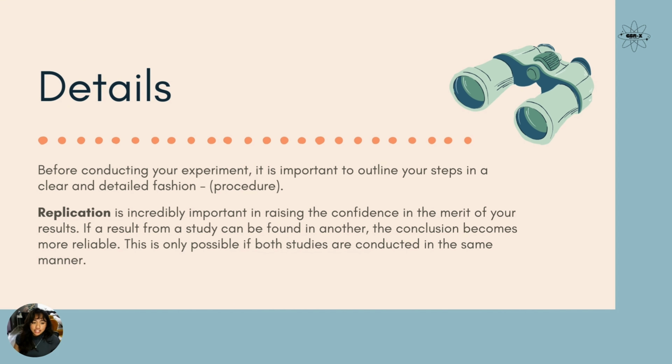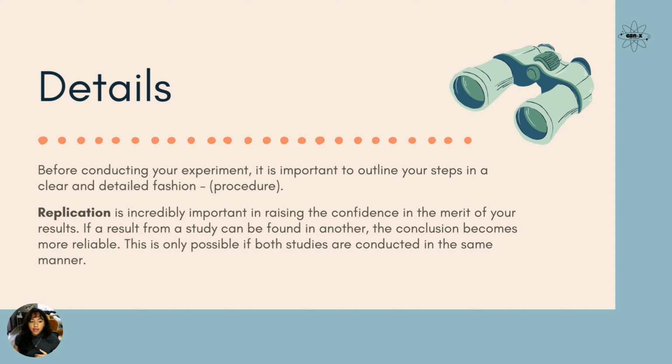Next, you'll want to consider details. Before you're conducting your experiment, it's important to outline your steps in a clear and detailed fashion. This is the procedure that we'll be talking about in a second. I want to emphasize the important concept of replication. It's incredibly important in raising the confidence in the scientific merit of your results. Making sure your procedure is detailed is incredibly important. It should be done with lots of care, and you should outline all the steps that you're going to take when you're conducting your experiment.